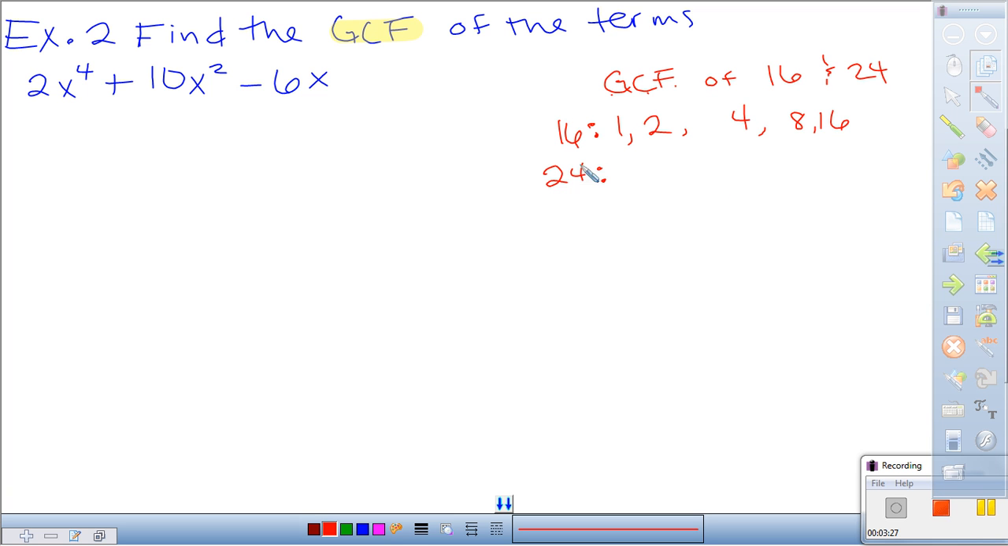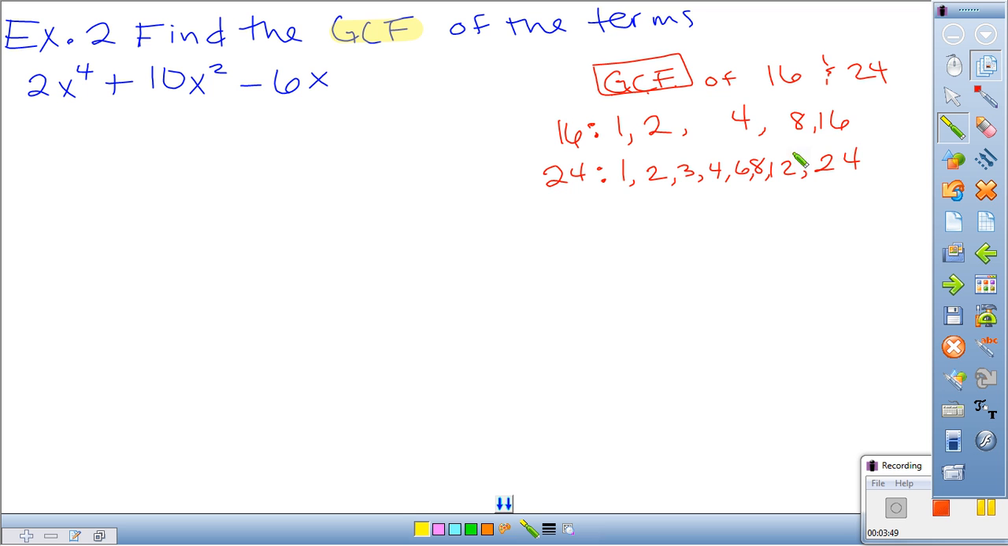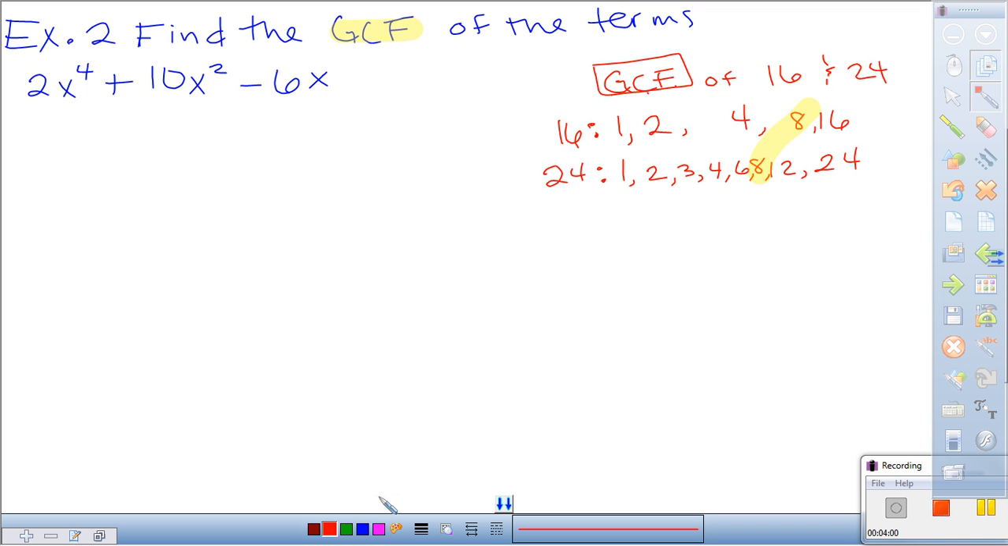If we were to do 24, we'd start with 1 times 24 is 24. 2 times 12 is 24, 3 times 8 is 24, and finally 4 times 6 is 24. Now if we're going to find the greatest common factor, then we want to find the largest number they both have in common, which is this 8 right there. That's the greatest common factor. That's probably the way you're used to doing it. However, that's not the method we're going to use on our example, so let's practice using that method.